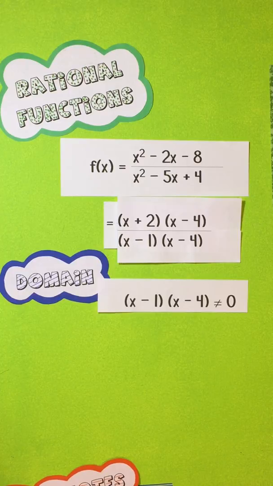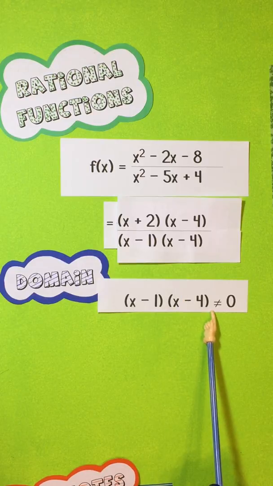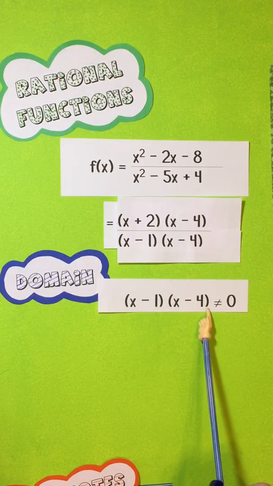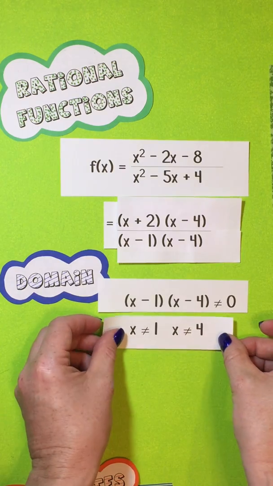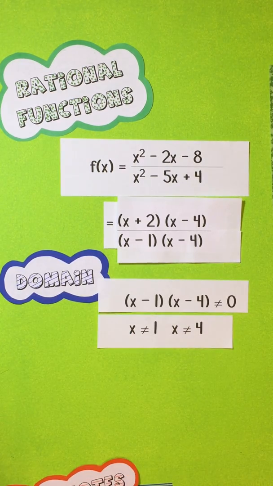So we have to be careful with that. And the domain is finding a list of all possible numbers. Well, that could be a lot of numbers to go through and check. Actually, too many that I want to find out. So what we're going to do instead is figure out what can x not be. So we want the denominator to equal not 0. So when we solve these, we will find out that x cannot be 1 and it cannot be 4.